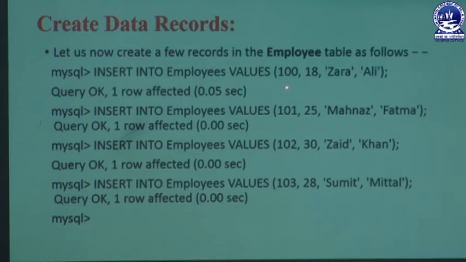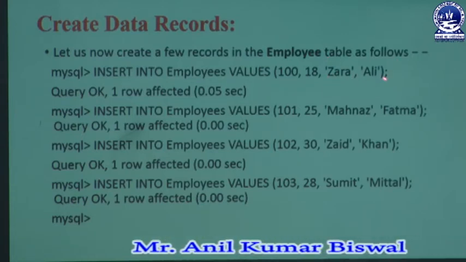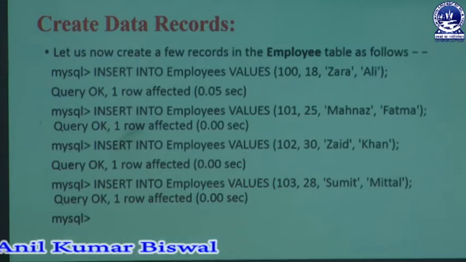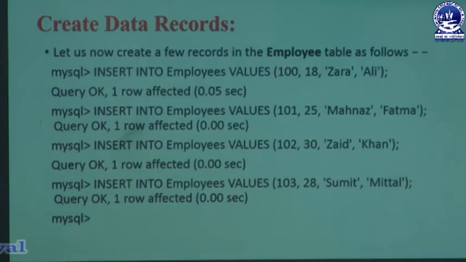The first column is ID, the second is roll number, the third is first name, and the fourth is last name. Jaraz is the first name and Ali is the last name, 18 is the roll number and 100 is the ID. This is the format through which you can enter it. When the user types this query statement and presses enter, the query is executed and shows Query OK, one row affected. That means data is successfully recorded in our employees table, and Jaraz Ali is the first record.